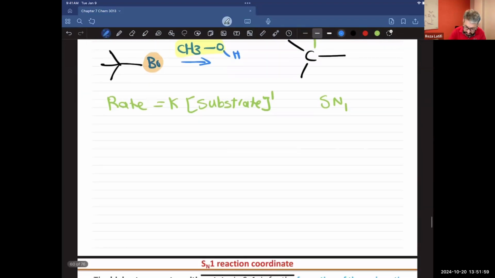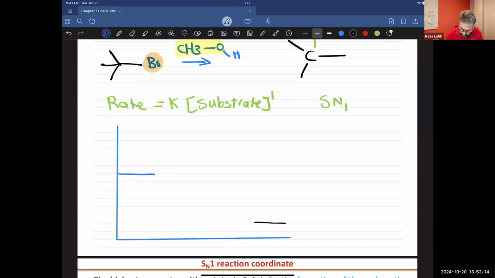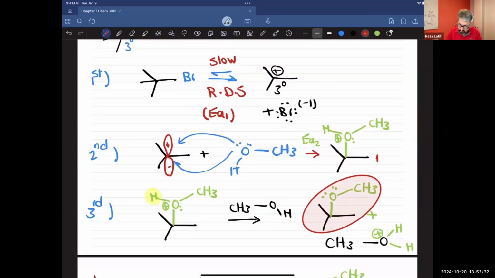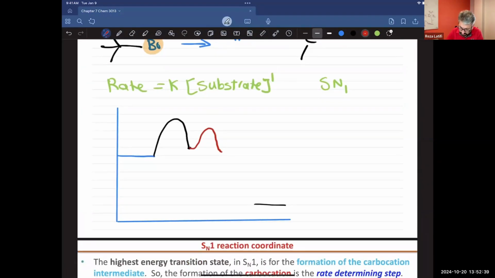Okay, let's draw the graph. Let's say we started from somewhere here, and we got the product somewhere there. First step, we went through a barrier, and we got an intermediate. Then that intermediate went through a small barrier and got you to something. So this was the first intermediate, and that's the second intermediate, and then the product. Now I go through a small barrier and get the product.